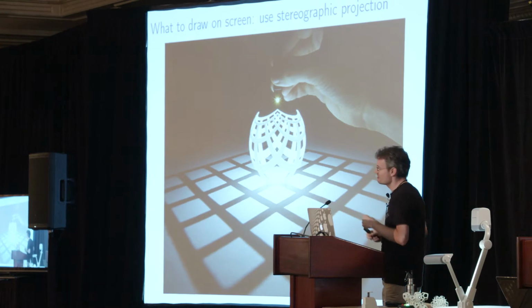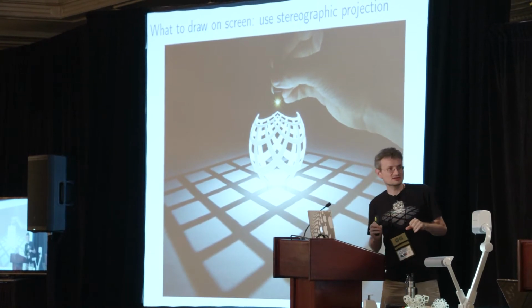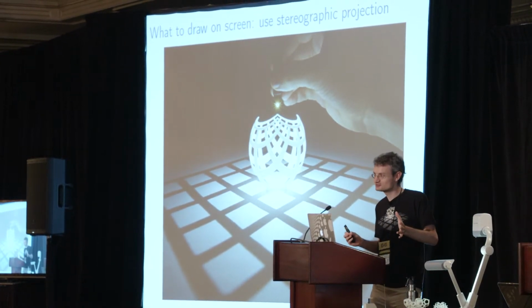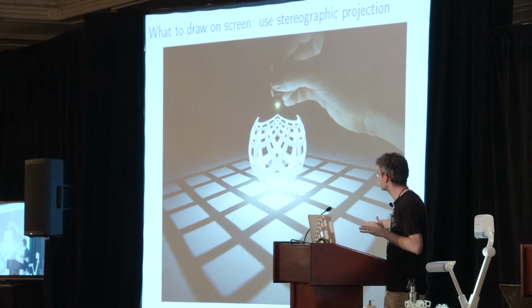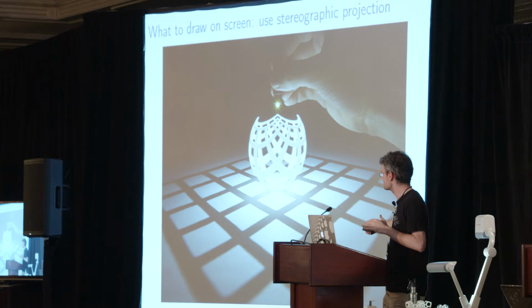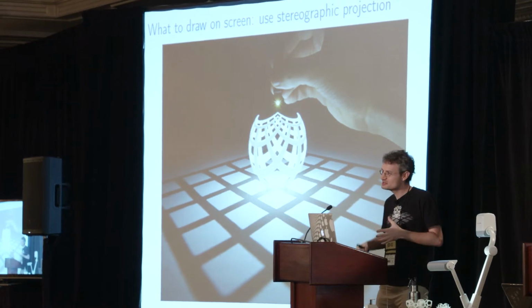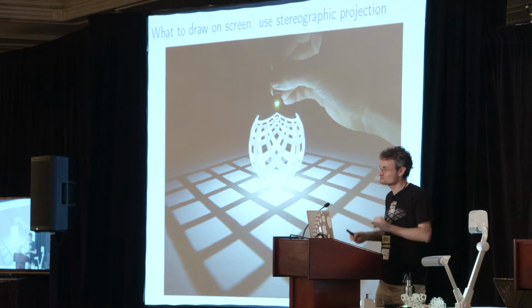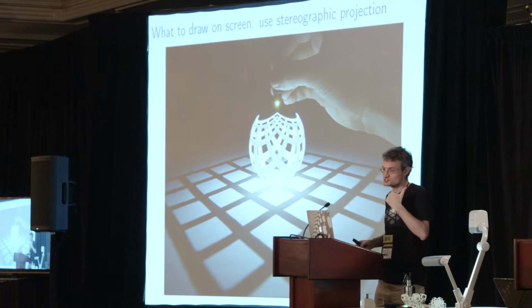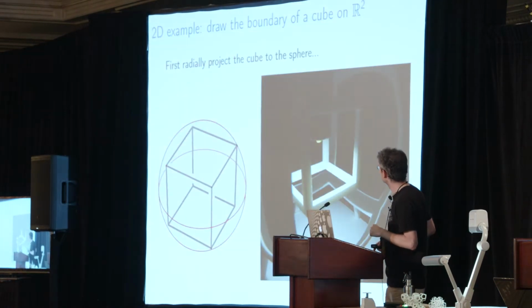Okay, so how do we draw something on screen? We use stereographic projection. So this is a picture of taking the ordinary sphere in 3-dimensional space, and mapping that down onto the 2-dimensional plane. In the same way, you can take the sphere in 4-dimensional space and map it down to 3 dimensions, so we have something we can draw on screen.